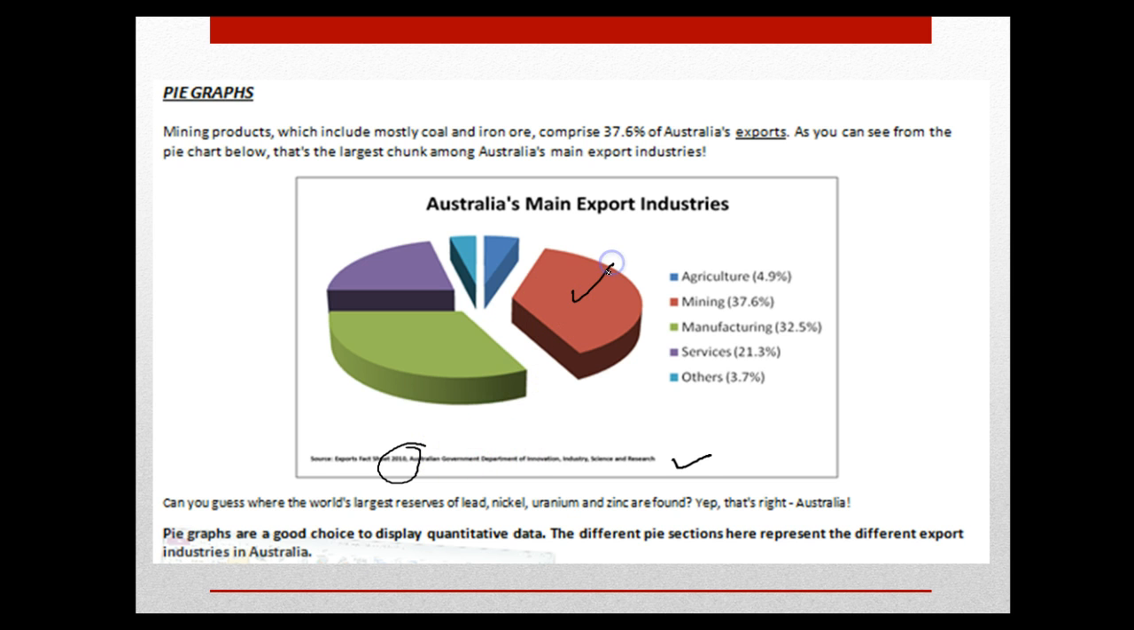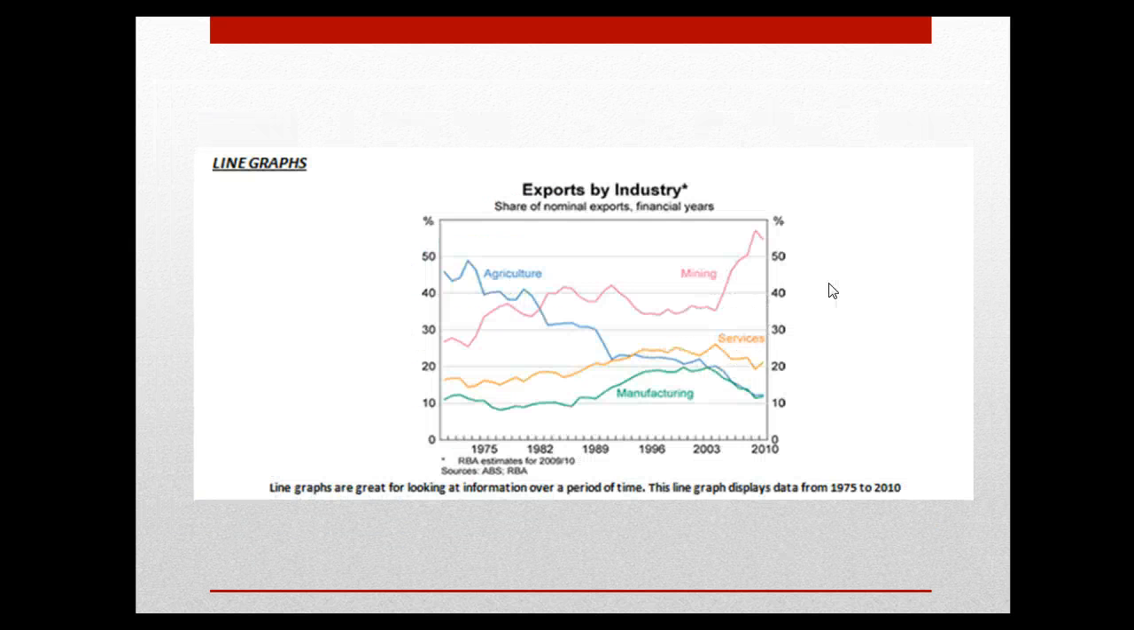So mining is the biggest export industry next to manufacturing, which is at 32.5%. The industry that has the least amount of exporting looks like it is other, which I'm not sure what that is. So agriculture at 4.9% seems to be the smallest industry for export. So these are all sentences I could write about this graph, or information that I could analyse from the graphs.